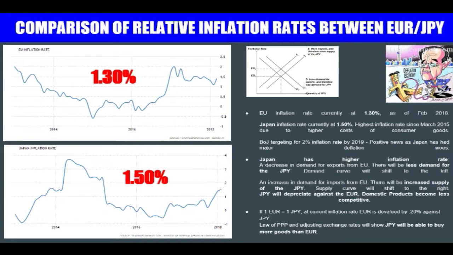Japan has a higher inflation rate than Europe, indicating there will be a decrease in demand for exports from the EU. This will lead to less demand for the Japanese yen. Conversely, there will be a demand for imports from the EU, causing an increased supply of the JPY. With this, the Japanese yen will depreciate against the euro as the domestic products become less competitive. If 1 euro equaled 1 Japanese yen, at the current inflation rate, the euro is devalued by 0.2% against the Japanese yen. The law of PPP and adjusting exchange rates will show the Japanese yen will be able to buy more goods than the euro.